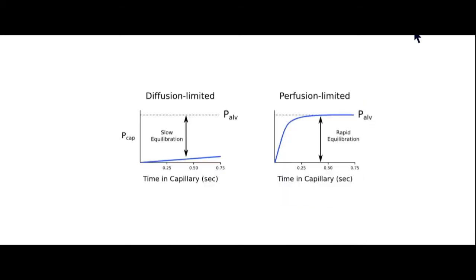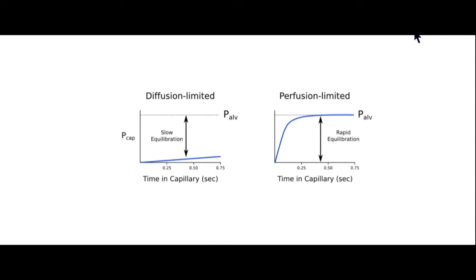So that's kind of a review from last time. The big difference is whether or not you get equilibrium between the alveolar partial pressure and the partial pressure of that particular gas in the blood by the time you get to the end of the alveoli and capillary contact. Okay? It takes about 3/4 of a second, so it's not a whole lot of time. But fortunately for oxygen and carbon dioxide, they are perfusion limited. So even if you happen to increase your blood flow rate, you would still be able to reach equilibrium by the time you get to the end.